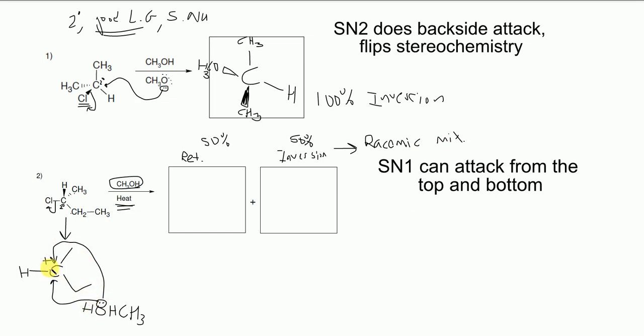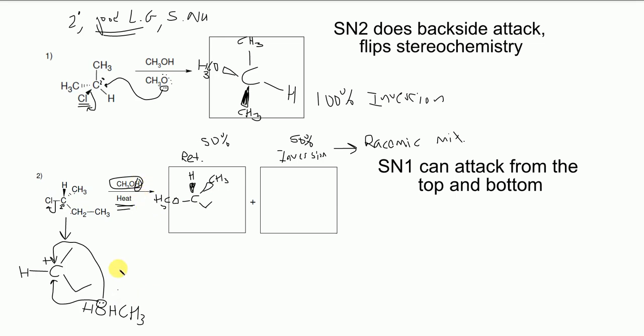So this is going to attack from the top and the bottom. One of these products is going to be the retention product, so I'll draw it. We have this C, right? The retention is going to keep the same stereochemistry as before, retaining. So I'm just going to draw CH3, and then I have this, and over here, I'm going to have my O, OCH3. And notice how I drew it without this hydrogen.